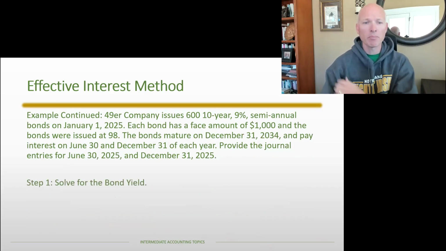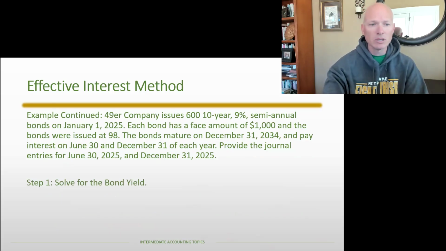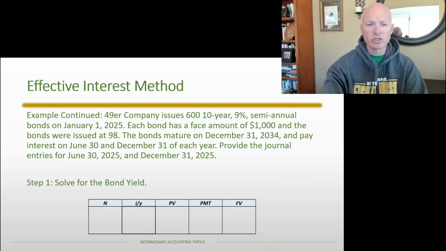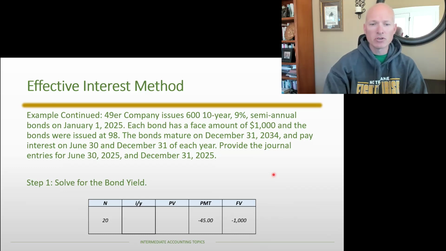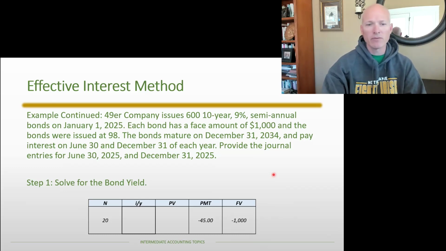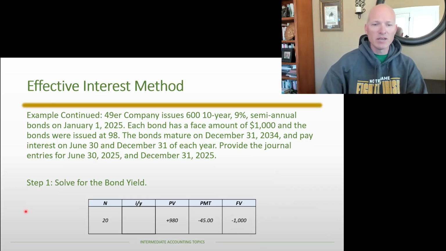All right, so again, step one, in a situation like this we need to solve for the bond yield. We use our TVM inputs to do that. Marching through this, it's 20 semi-annual periods. I, as the bond issuer, will be paying $1,000 per bond at maturity. I do everything on a per bond basis, just like I did with the debt investments. Each interest payment is $45, again, for each bond. I receive $980 for each bond.